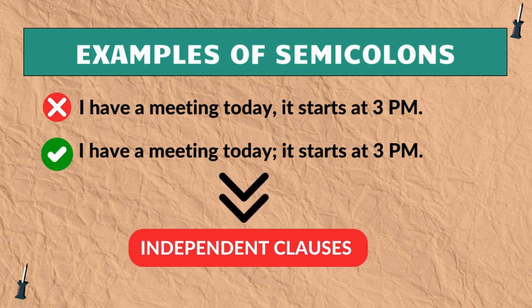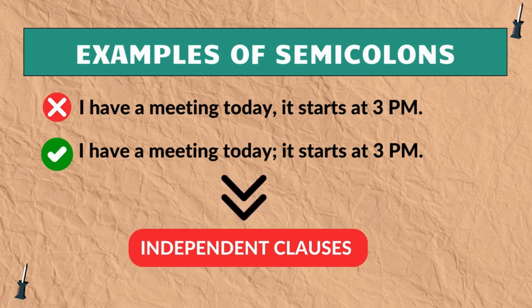Now why does it work? Both parts are independent and can stand on their own to convey meaning. So the semicolon connects them to show a close relationship. Come to the next use of the semicolon.